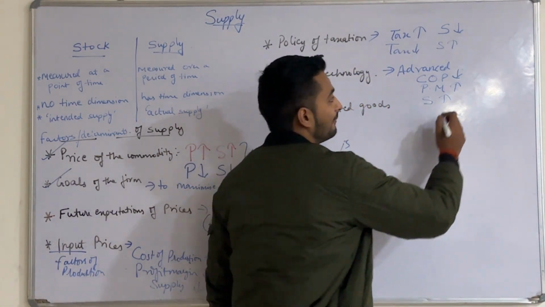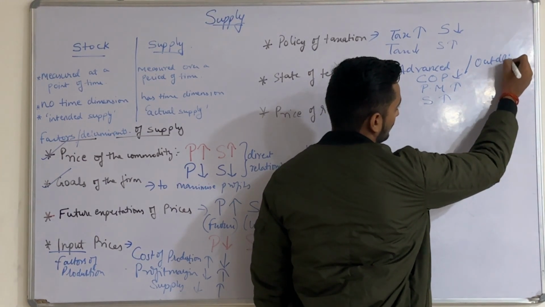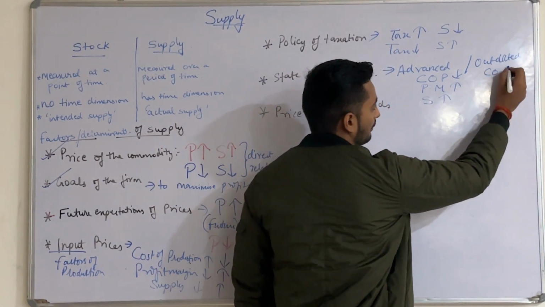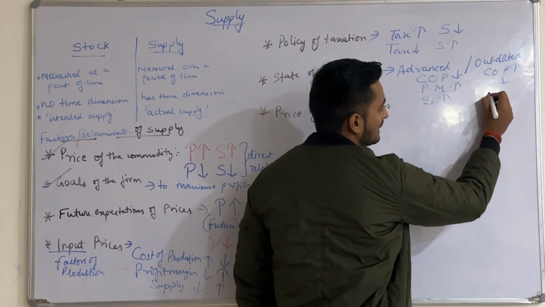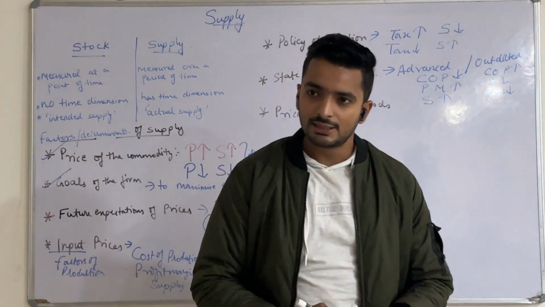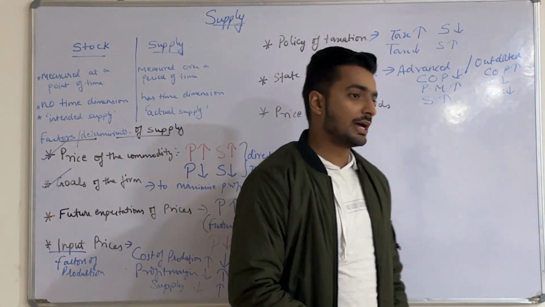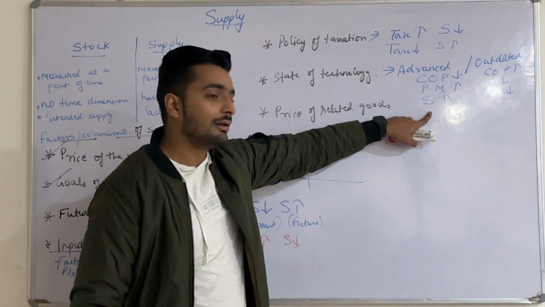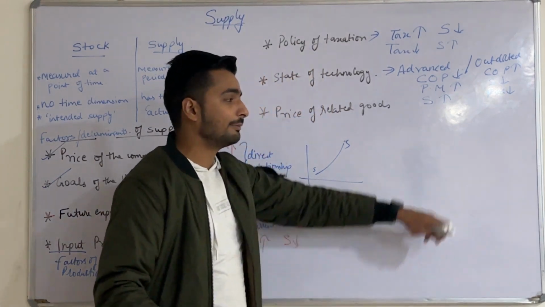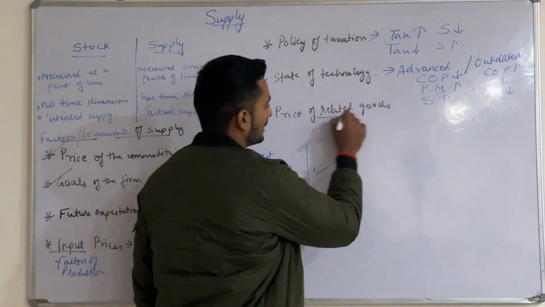On the other hand, if they are using outdated or old technology, cost of production will increase, which results in a decrease in supply, and profit margin will also decrease. Understood? So this is the topic of state of technology, how technology affects the supply. If they are using advanced technology, then supply will increase. If they are using old or outdated technology, supply will decrease. And next is price of related goods.